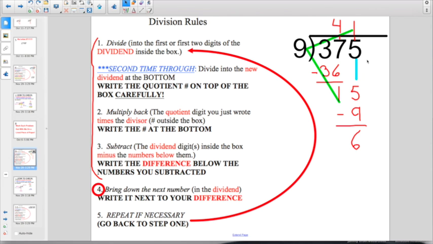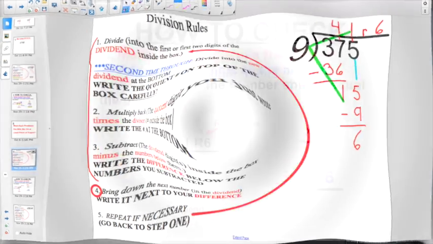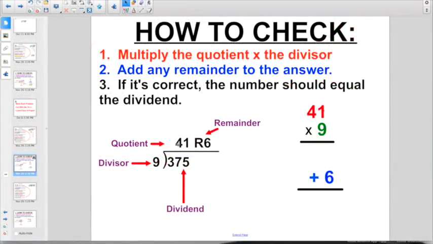Bring down the next number in the dividend. Do I have another number to bring down? No, I don't. Will 6 divide by 9? No, it will not. So what do I do with that 6 left over on the bottom? That is your remainder. 41, remainder 6. All right, we got a quotient of 41 with a remainder of 6.